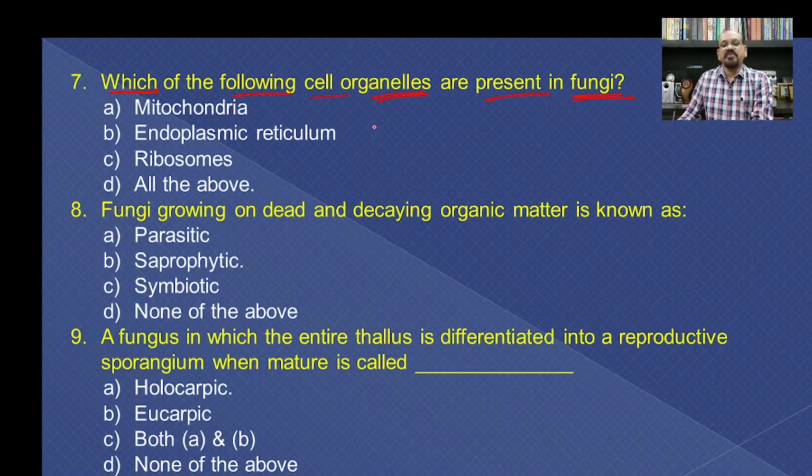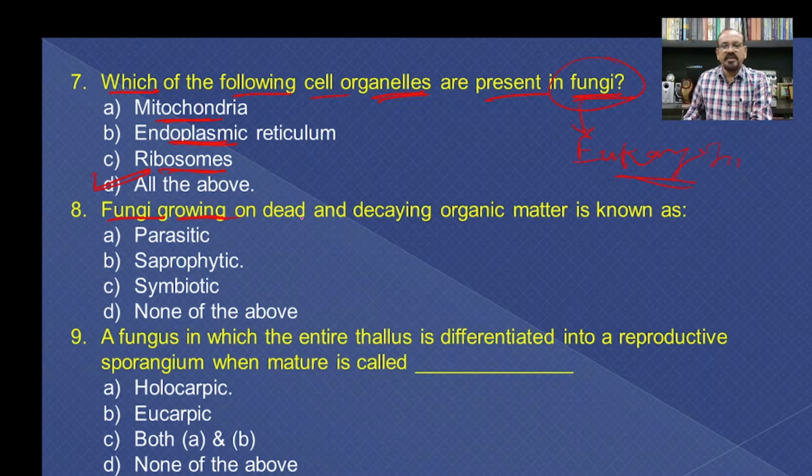Then which of the following cell organelles are present in the fungi? For such type of question, we should remember that the fungi is a group of eukaryotic organisms, and as it is a eukaryotic organism, there must be the presence of all the cell organelles in the cytoplasm of each cell, and hence mitochondria is also present, endoplasmic reticulum is also present, and the ribosomes are present in the prokaryote and eukaryote also. It means that all the above become the answer for this question.